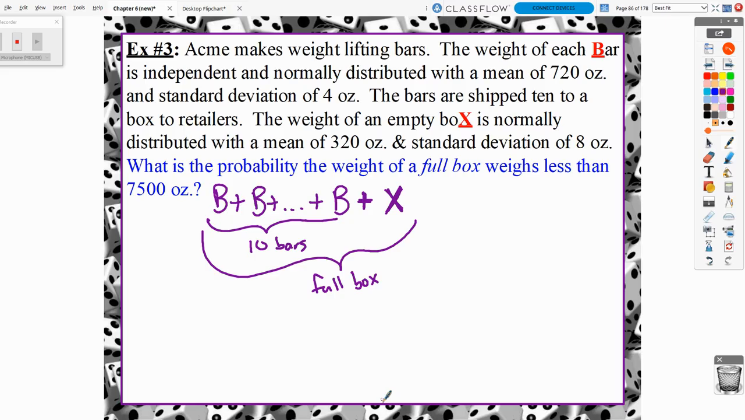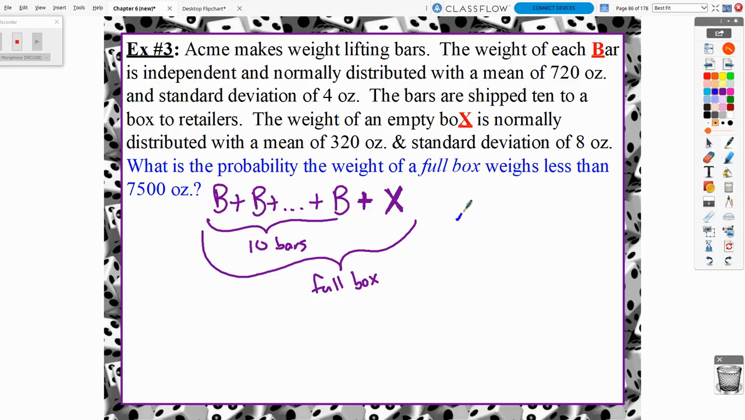Now, if we wanted to, we could call all of this a singular new random variable, like maybe F for a full box, but we don't have to call it just a singular random variable. We could just leave it as this, B plus B, ten Bs, plus an X, which represents a full box.